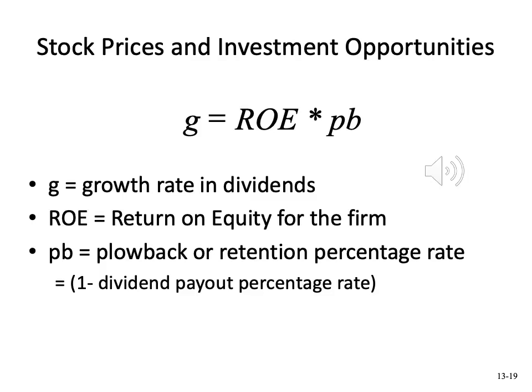So the plowback ratio will be 3 divided by 5, 60%. So 40% dividend payout ratio plus 60% plowback ratio is 100%. So sometimes when you calculate the plowback ratio, you can also use the formula 1 minus the dividend payout ratio.